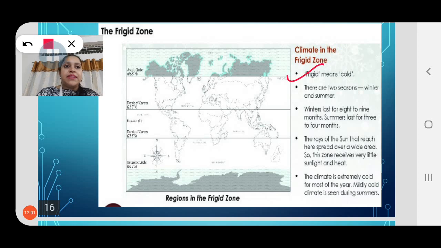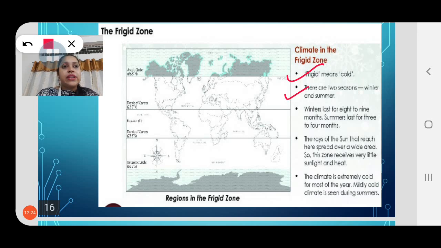First, frigid means cold. From the word itself, frigid means freeze. From the word freeze, frigid has come, and frigid means cold. Now these places are always covered with snow, and they are very cold because they are near the poles. The frigid zones lie near the North Pole and the South Pole.